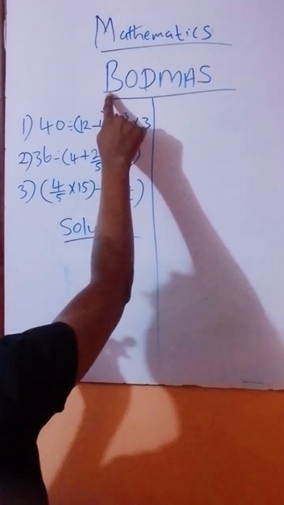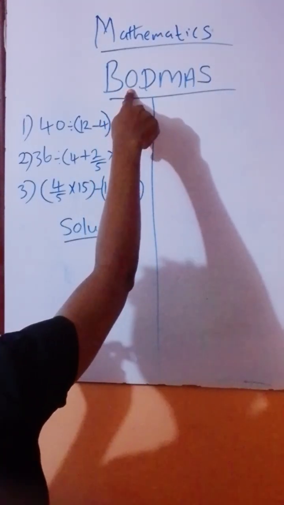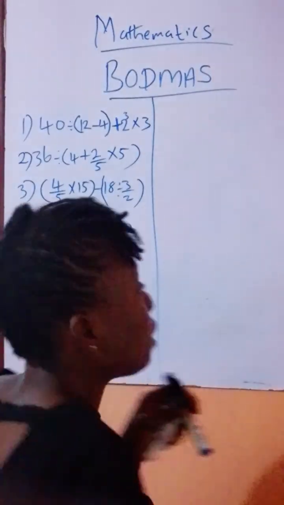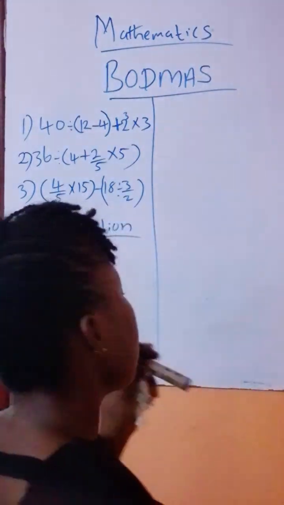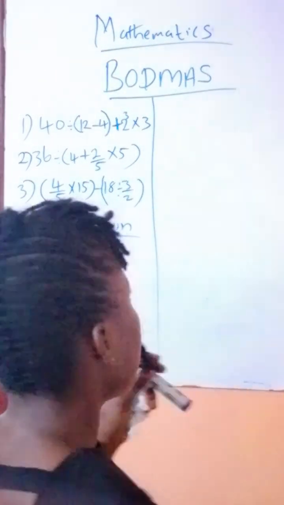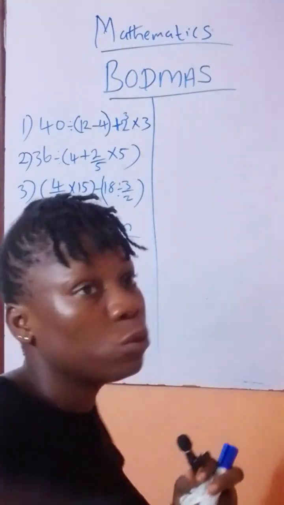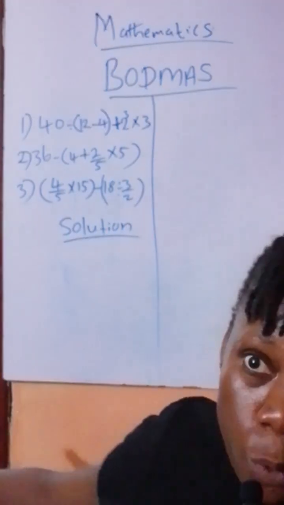Here in BODMAS, B stands for bracket, O stands for order. The order can be root or power. D stands for division, M stands for multiplication, A stands for addition, S stands for subtraction. Then we'll be solving question 1.